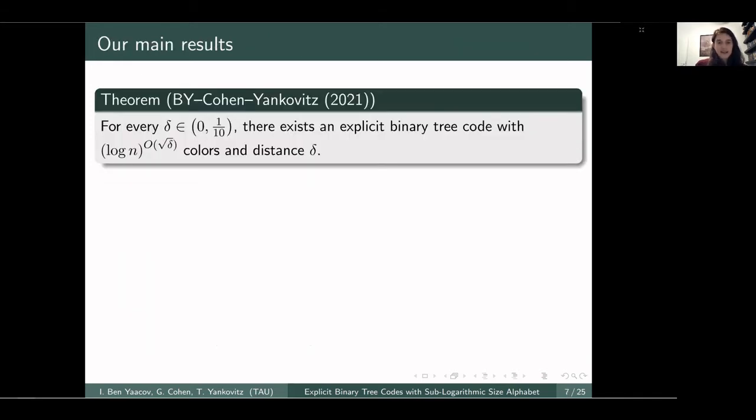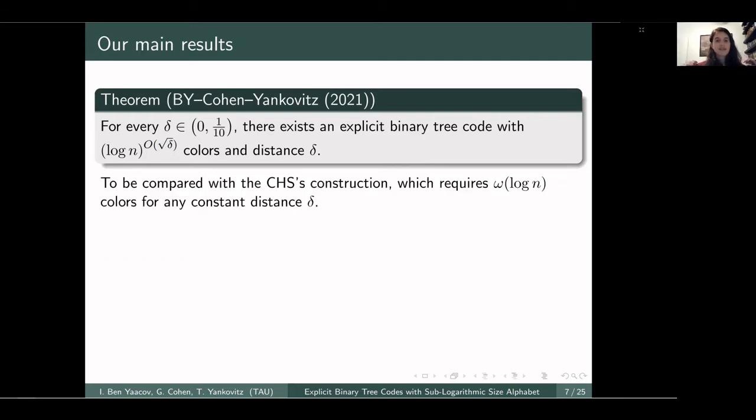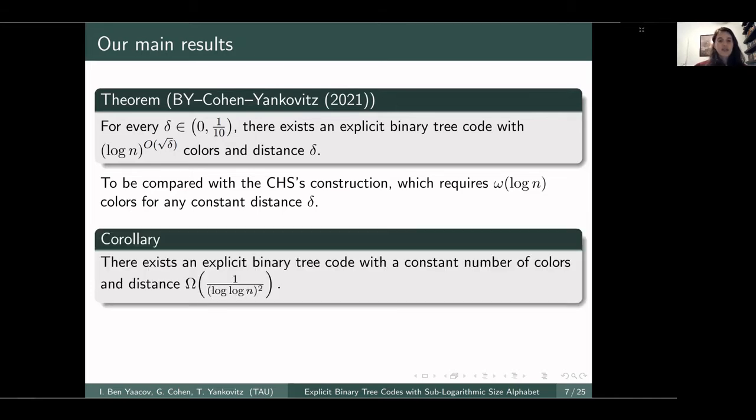For every small enough delta, we present an explicit tree code with a sub-logarithmic number of colors and distance delta. This result improves the one by CHS, as it requires a polylogarithmic number of colors for any constant distance. As an immediate corollary, we get an explicit construction for tree codes with a constant number of colors and distance of omega of log L to the power of -2. This is to be compared with the construction by Gales et al., which has a constant number of colors and distance of omega of 1 over log L.